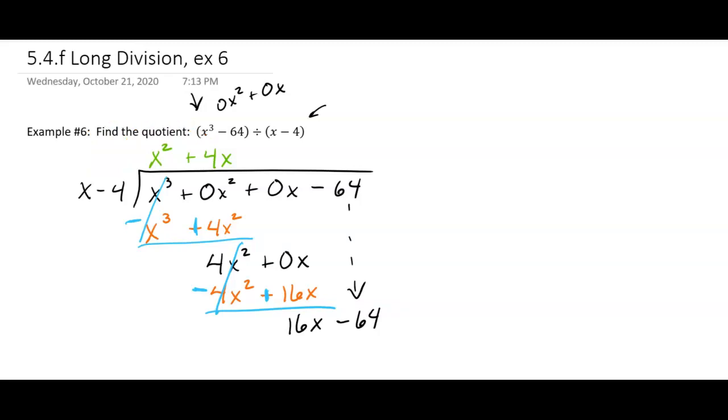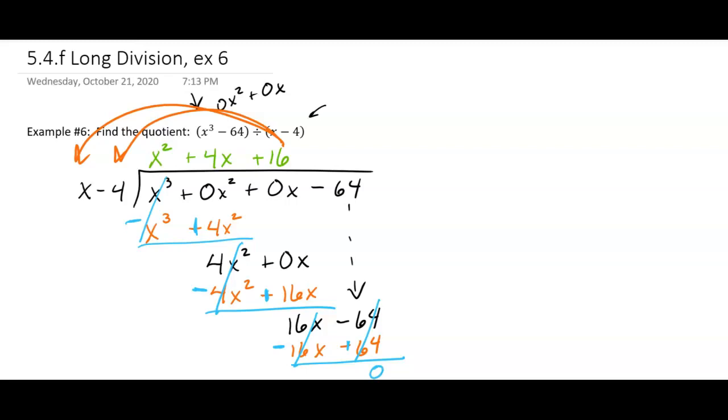All right. So how many times does x go into 16x? 16 times. Now I'm going to multiply. 16 times x, that's 16x. 16 times negative 4 is negative 64. And you might be able to see what's going to happen here, but if I change my signs, minus and plus, those cancel out, those cancel out. I have a 0 remainder.